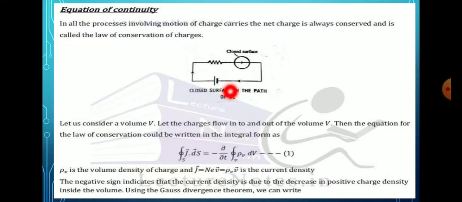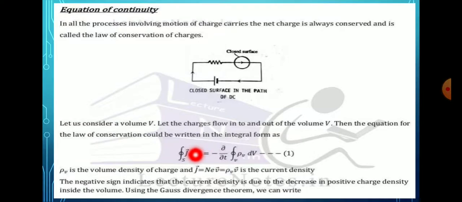Consider the volume V in which charges are present. If the charges flow, then a current is present. If the charges flow outward, then there is a decrease of the charge inside, so we have to consider a negative sign. Here the charge inward is equal to the charge outward. So the charge inward is given by the integration over S of j bar dot ds bar is equal to minus dou by dou t of the integration over V of rho v into dv.